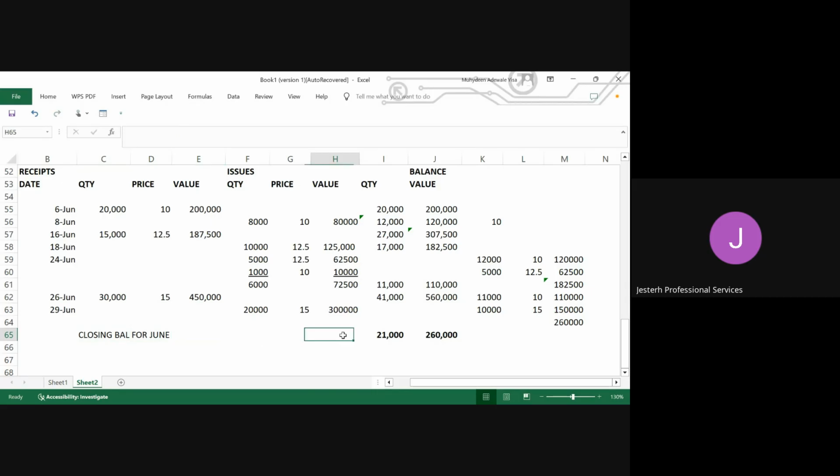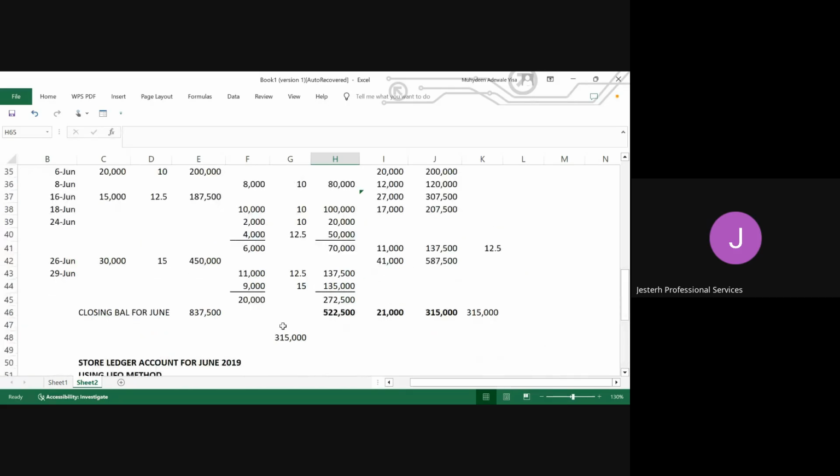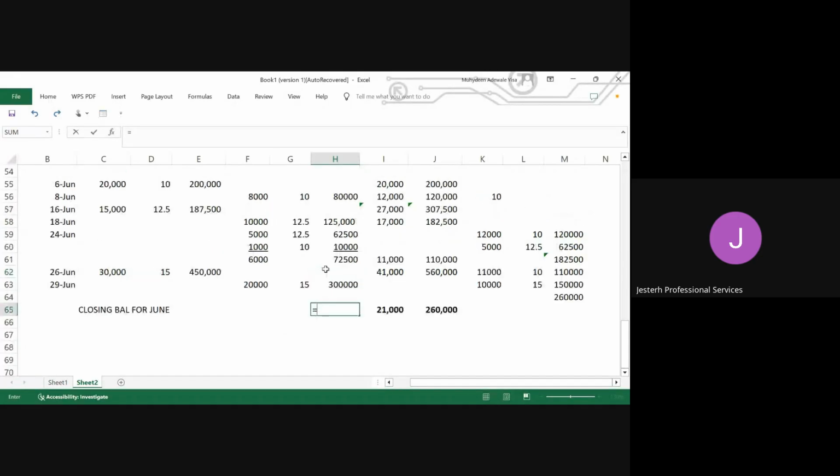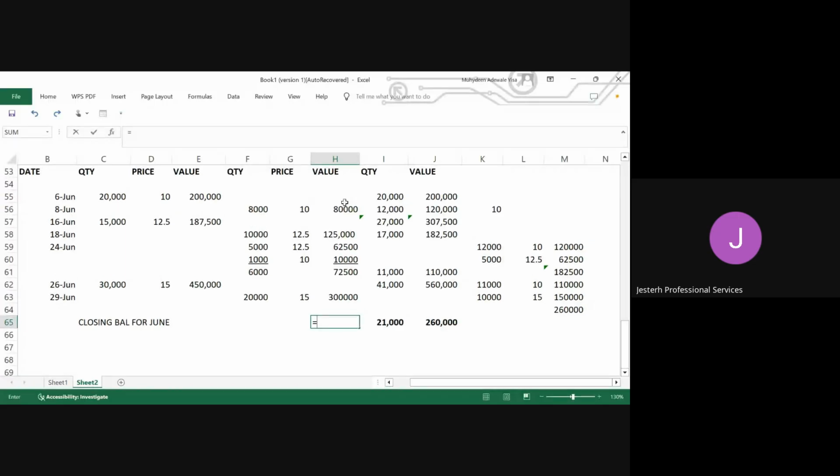Now, the same approach. If you see now, the balance of this one is different from the balance of this one. Let us confirm if what we have as the total value is correct. We first issue out 8,000 units multiplied by 10,000, which is 80,000. Then we issue out the total value of 125,000. And then we also issue out 72,500, while our last issue is 300,000.